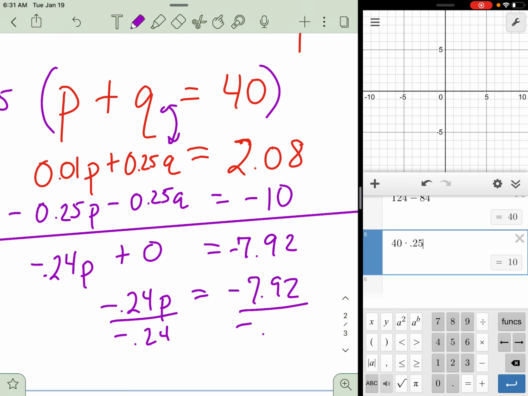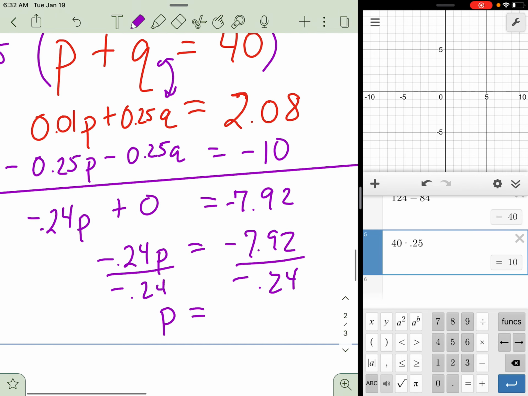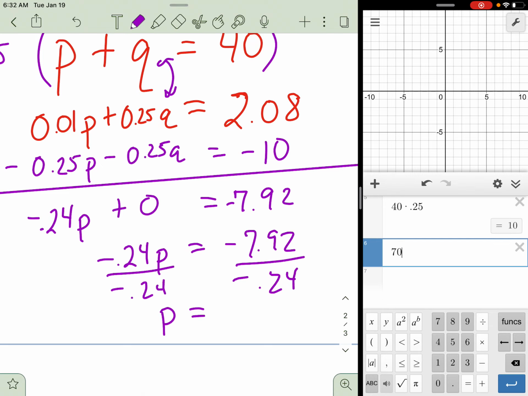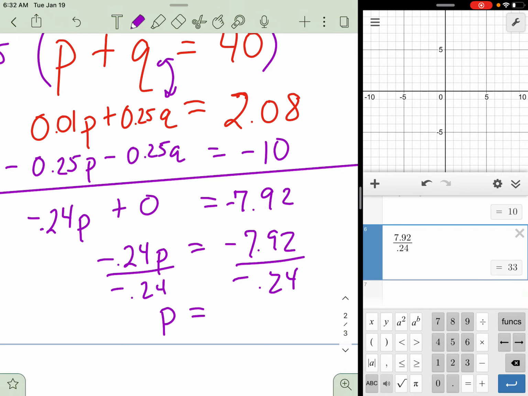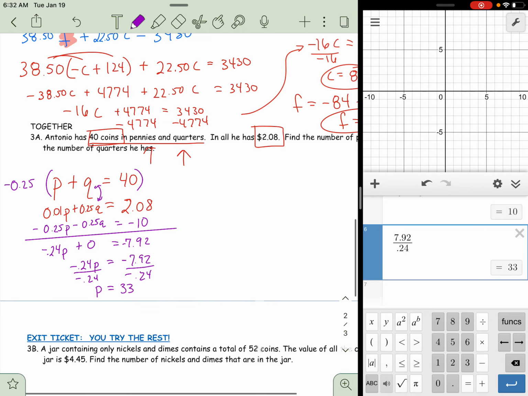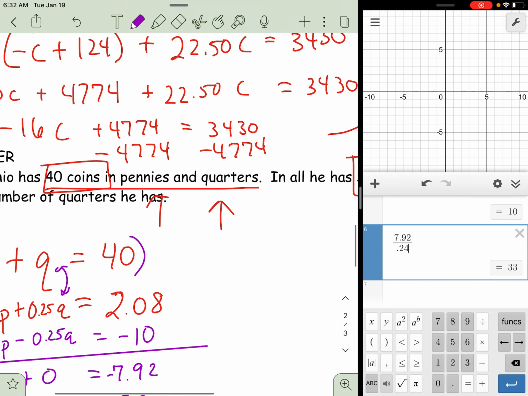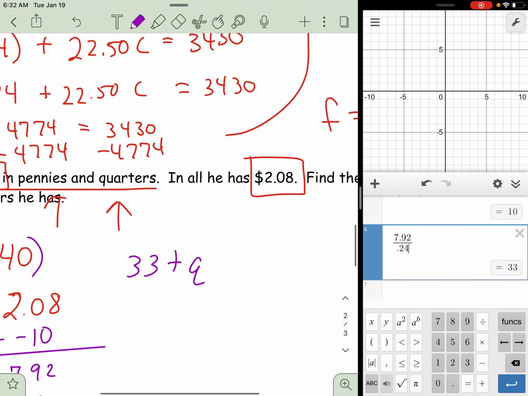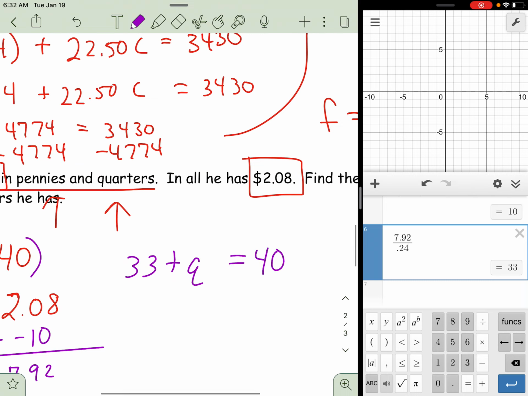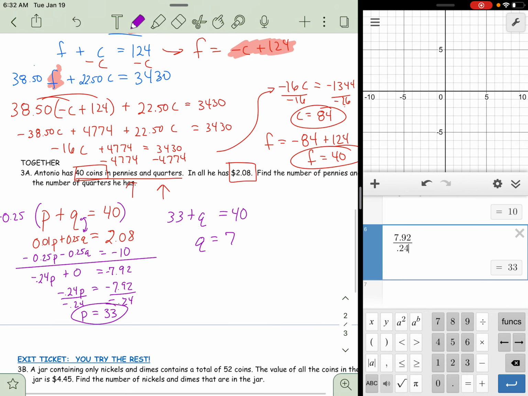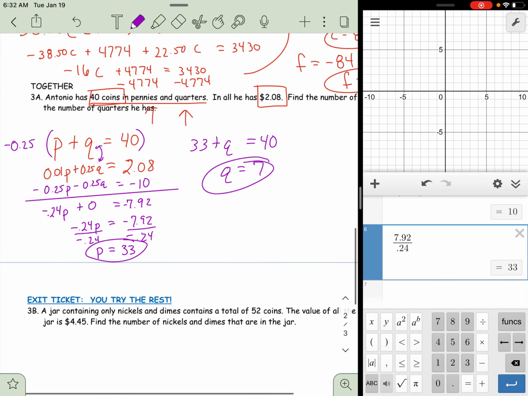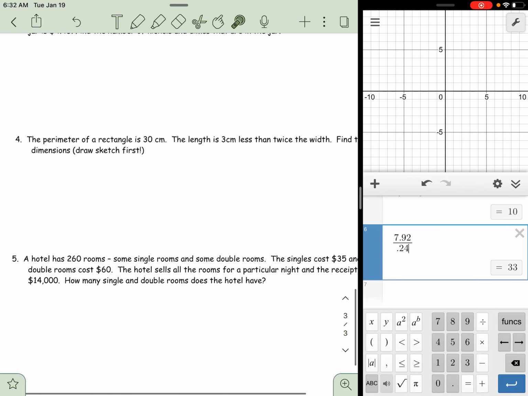Then I got to divide by negative 0.24. So the number of pennies is 33. So we have 33 pennies. Okay, so 33 plus the number of quarters gives me 40 coins in total, tells me that the number of quarters is 7. So we have 33 pennies, 7 quarters. Okay, so maybe even a little bit easier to actually multiply it there. You just got to know what you're multiplying by. In this case, we did not multiply by a whole number.